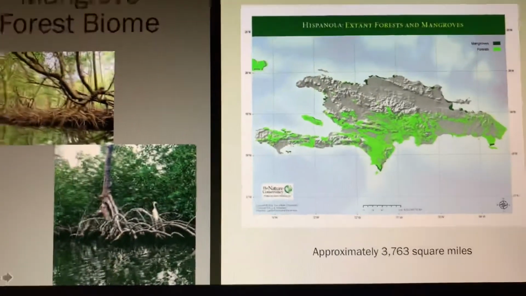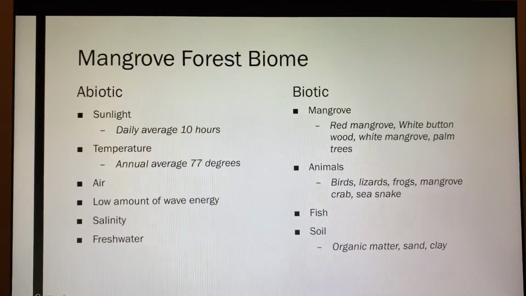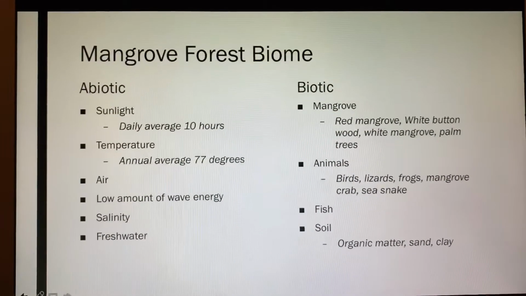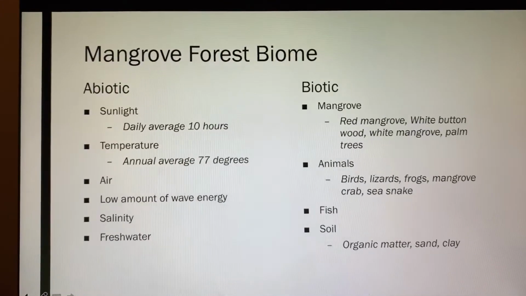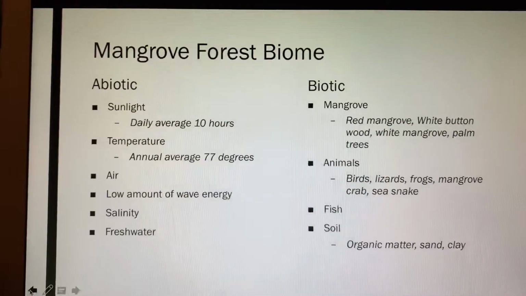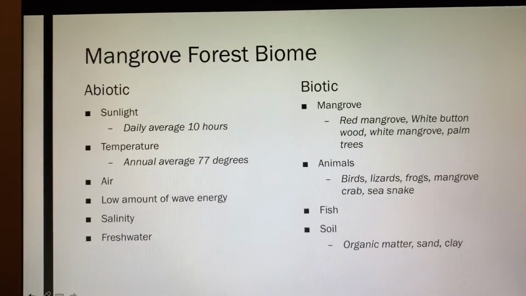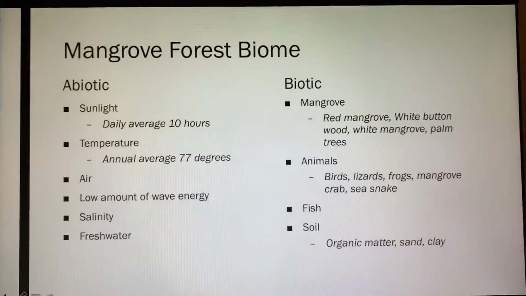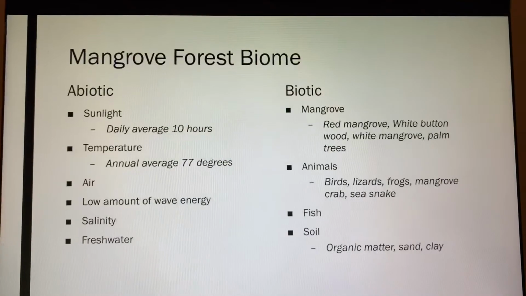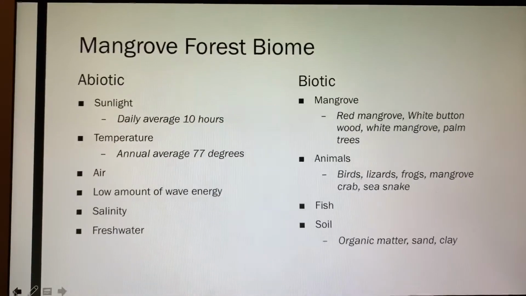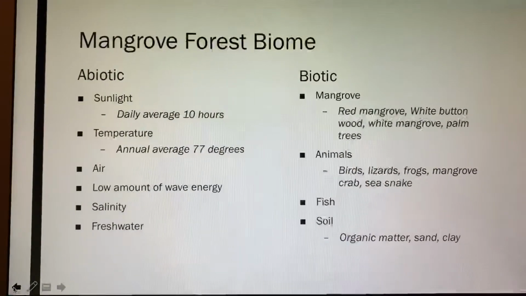The abiotic factors of the mangrove forest biome include sunlight, the daily average is 10 hours; temperature, the annual average is 77 degrees; air, low amount of wave energies to allow fine sediments to accumulate for the roots to grow in; and salinity, in freshwater. The mangroves can grow in both because of their complex salt filtration and root system.